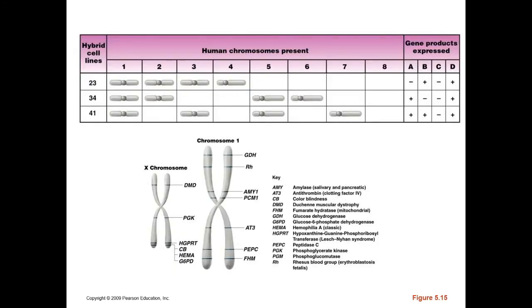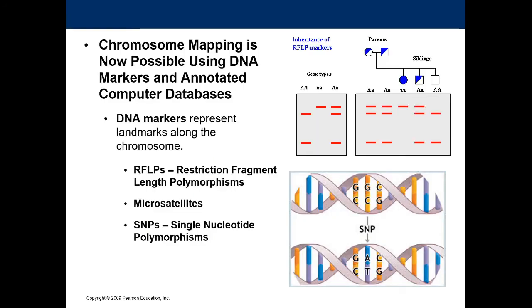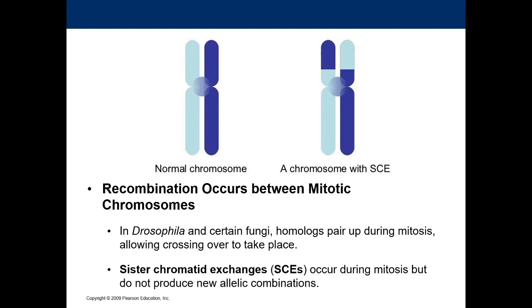So this is the human chromosome. We have hybrid cell lines. All of these are mapped portions of the chromosome. So you have gene product expressed, plus, minus. Chromosome mapping is now possible with DNA markers and annotated computer databases. So markers represent landmarks along the chromosome. We use RFLPs, microsatellites, and SNPs.